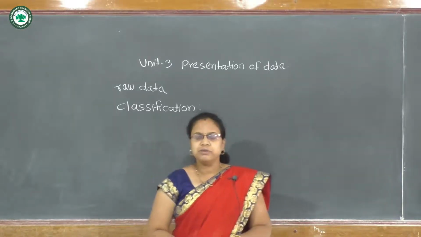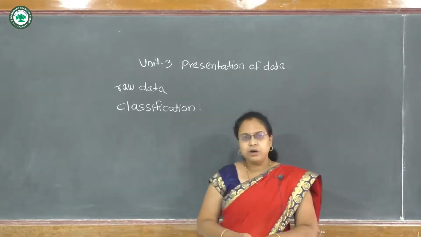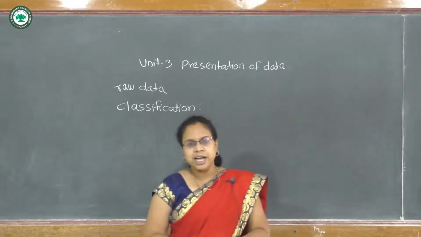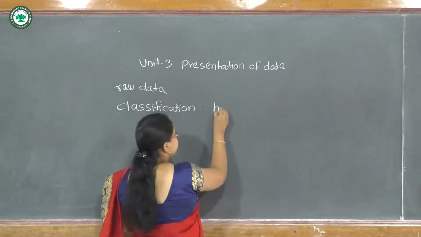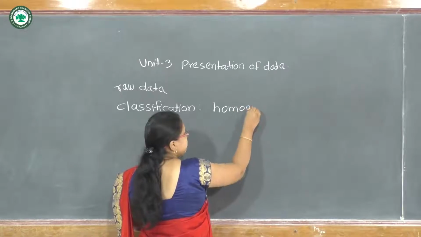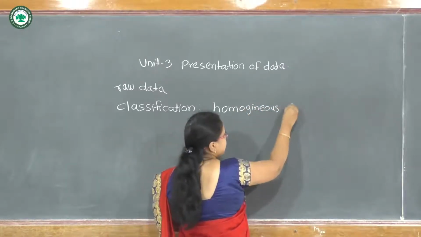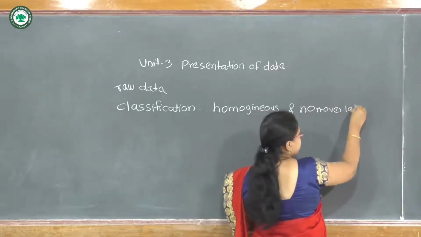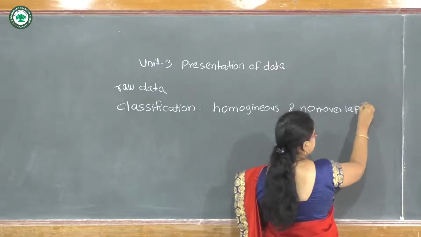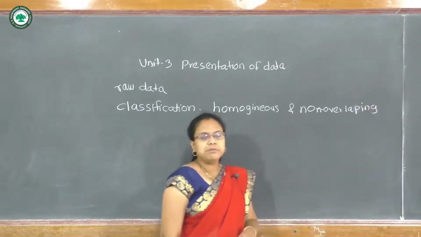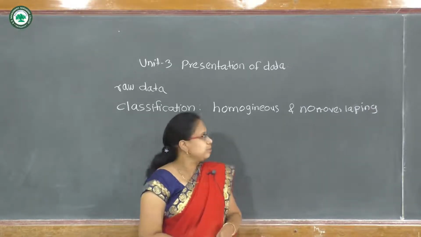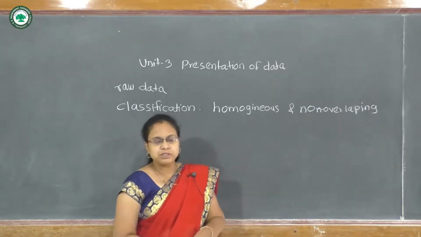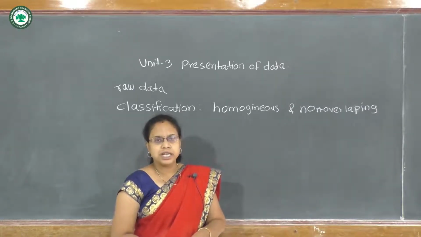In classification, we make homogeneous and non-overlapping groups, that is different classes. So we divide the entire data into homogeneous and non-overlapping groups of observations. The entire process of dividing the data into homogeneous and non-overlapping groups of observations is called the process of classification.